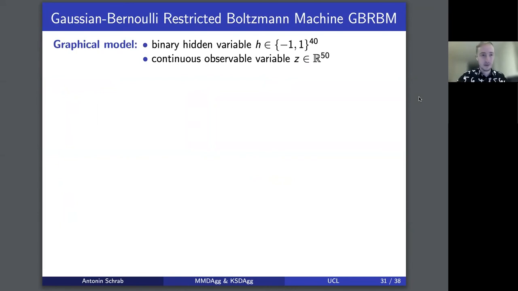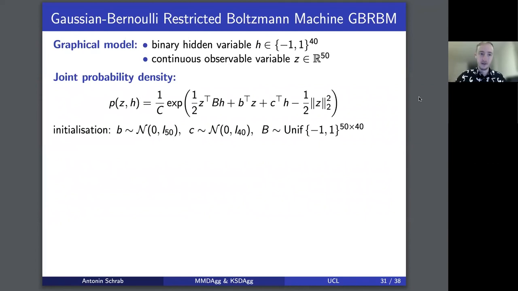So I've got two experiments. The first one is a Gaussian Bernoulli restricted Boltzmann machine. This is just a graphical model with a hidden variable H that is binary, so either -1 or 1, and this is in dimension 40. And we have a continuous observable variable Z in dimension 50.